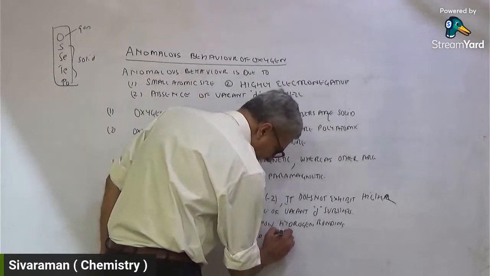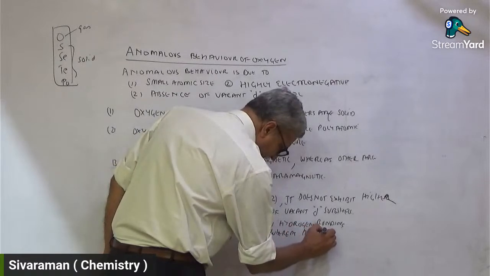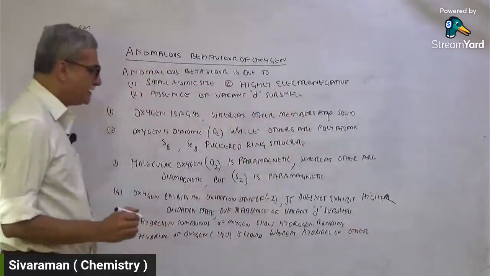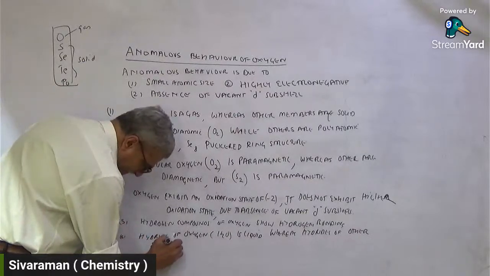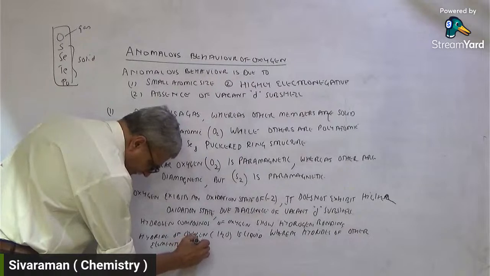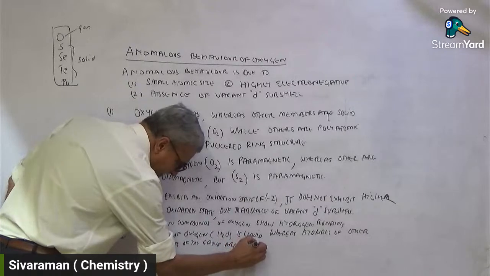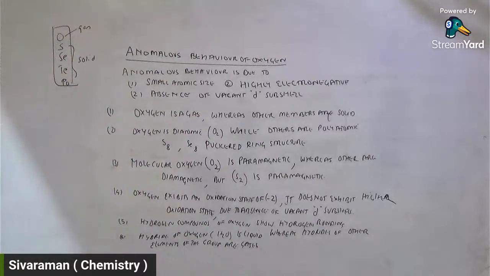Whereas hydrides of other elements of the group are gases. So this is, I told you, the kind of question. Only two are important from the entrance exam point of view. Please take down this much, and then we will come to dioxygen preparation, occurrence, preparation, and chemical properties. That much we should complete today.